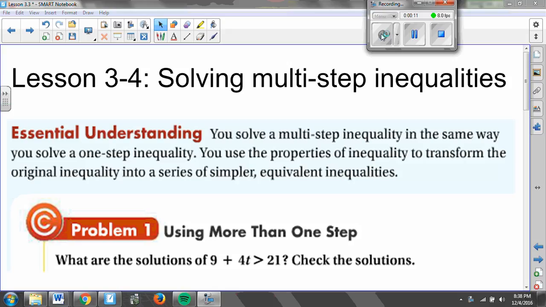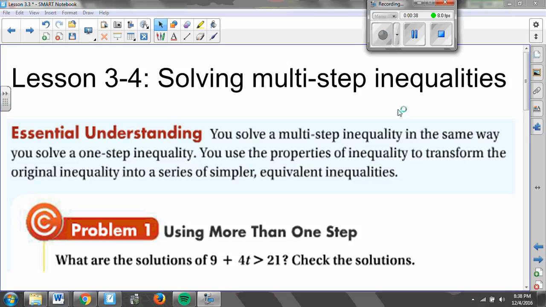In this video for lesson 3-4, we're going to start solving inequalities, very similar to what we were doing in the last couple of videos, but we're putting together more than one step to solve an inequality in order to get a variable by itself. So we're going to solve multi-step, two-step inequalities in very much the same way that we were solving one-step inequalities in our previous videos.